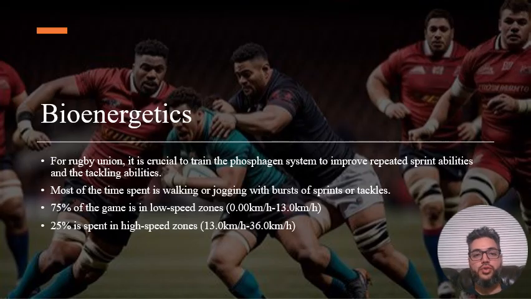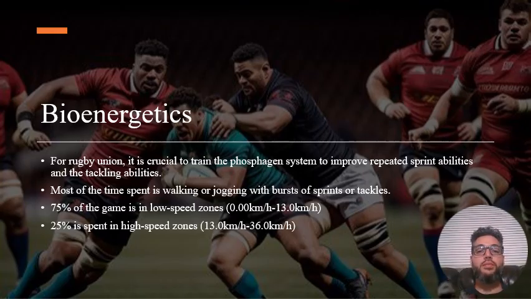Now we look at the bioenergetics. Since there's a lot of sprinting involved and acceleration and a lot of going back and forth at a very extreme amount of speed and even power, because there is, again, a lot of tackling that involves a lot of force production in a short period of time.